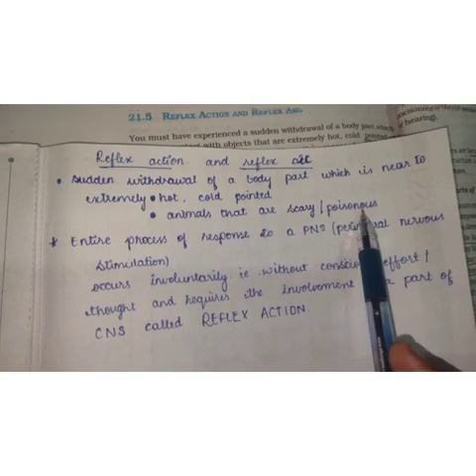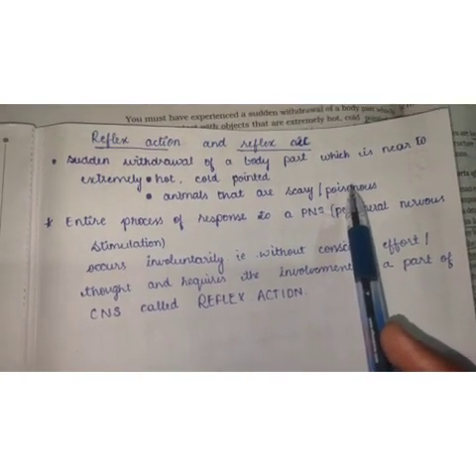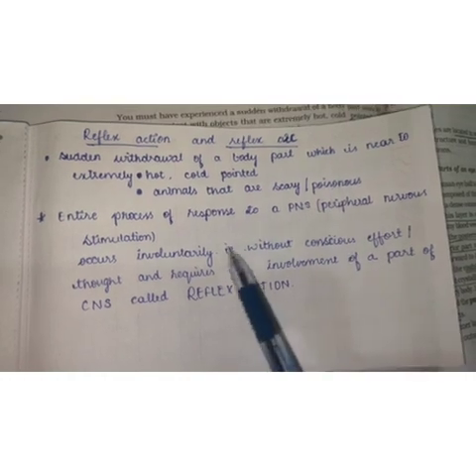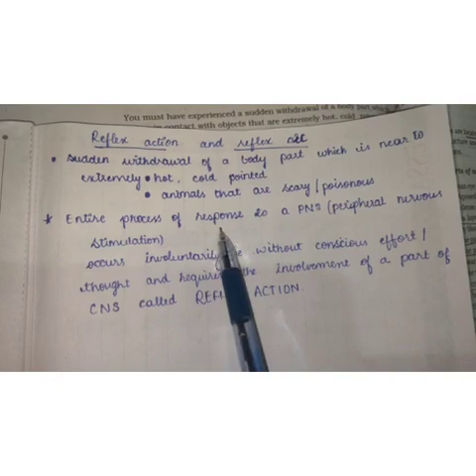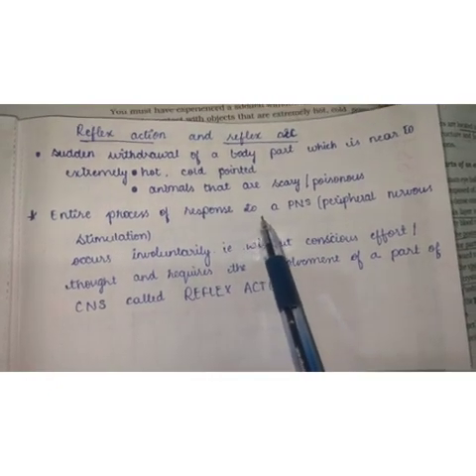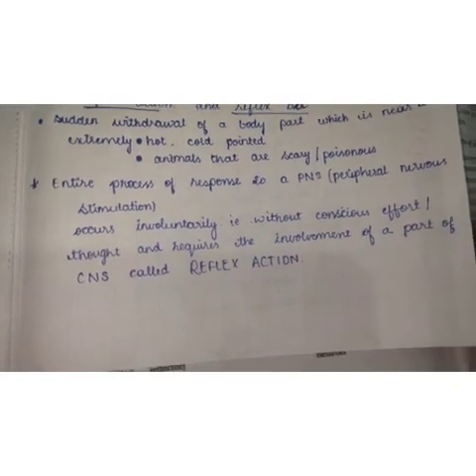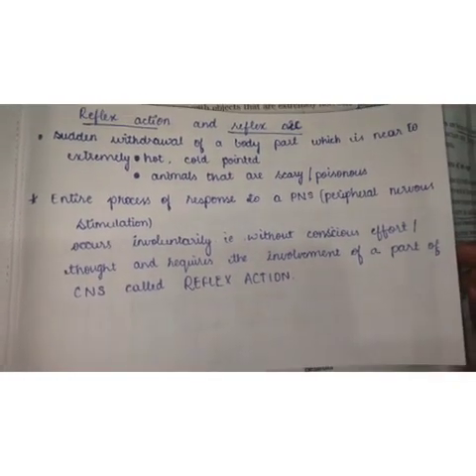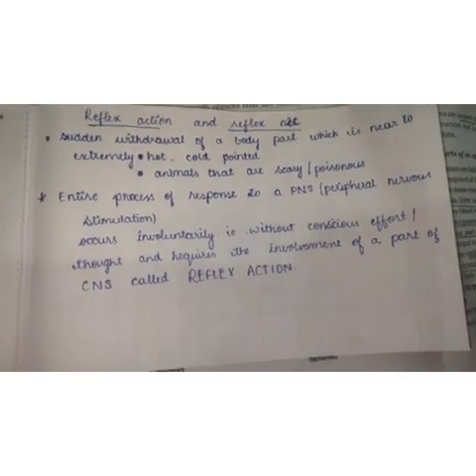When we see a snake, we get scared and we produce a certain stimulus and response, and we run from that place. The entire process of the response to the peripheral nervous stimulation, which occurs involuntarily, that is without conscious effort or thought, and requires the involvement of part of the CNS, is called reflex action.